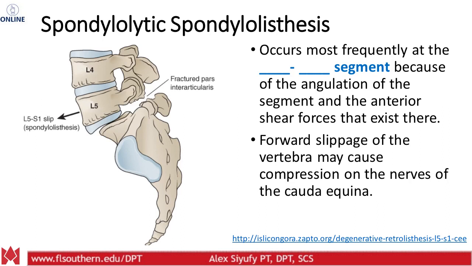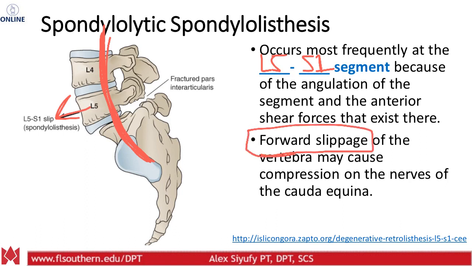Now, anatomically, there are some portions of our body that are a little more prone to this because of the curvature, this lumbosacral angle that we have here. It's a little more likely to occur at this L5, S1 segment. Although everyone's morphology is slightly different, that's just a common theme that we see. And here it says forward slippage, but we would call that also an anterolisthesis.